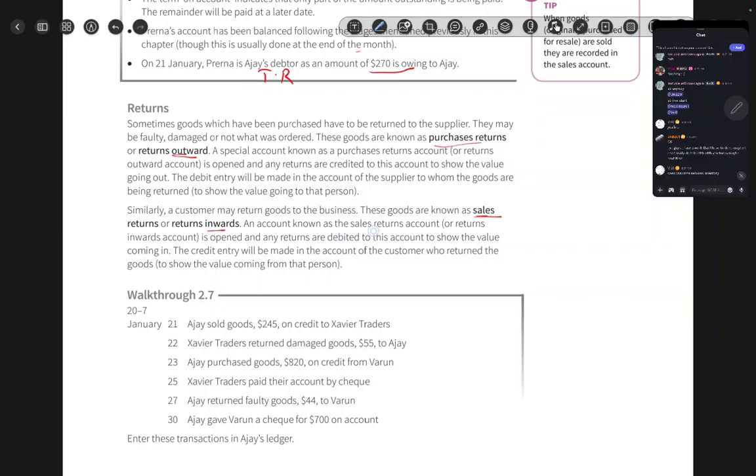So you open a different account for that, a sales returns account, and here also you open a purchase returns account. Any returns are credited to the purchase returns account to show the value going out, because you're not having those goods in your business anymore. The debit entry will be made into the account of the supplier to show the value going to that person.